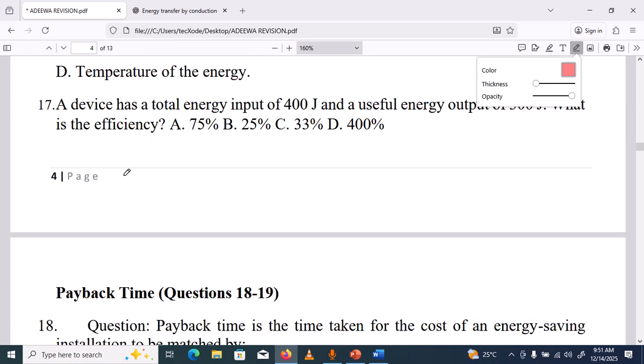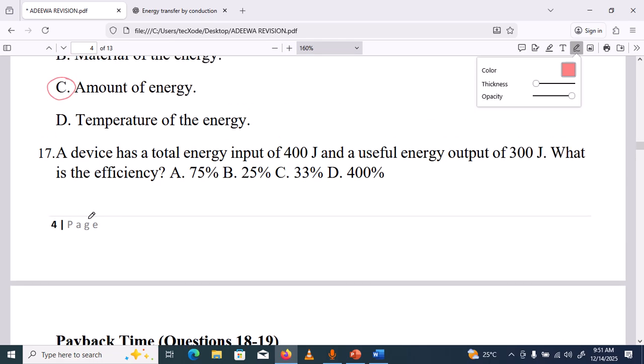The device has a total input energy of 400 joules and a useful output of 300. So what is the efficiency? Efficiency is the useful output, as I mentioned the other time, over the total, and this will give you 0.75. So you multiply by 100, you get 75%. So that will be option A.